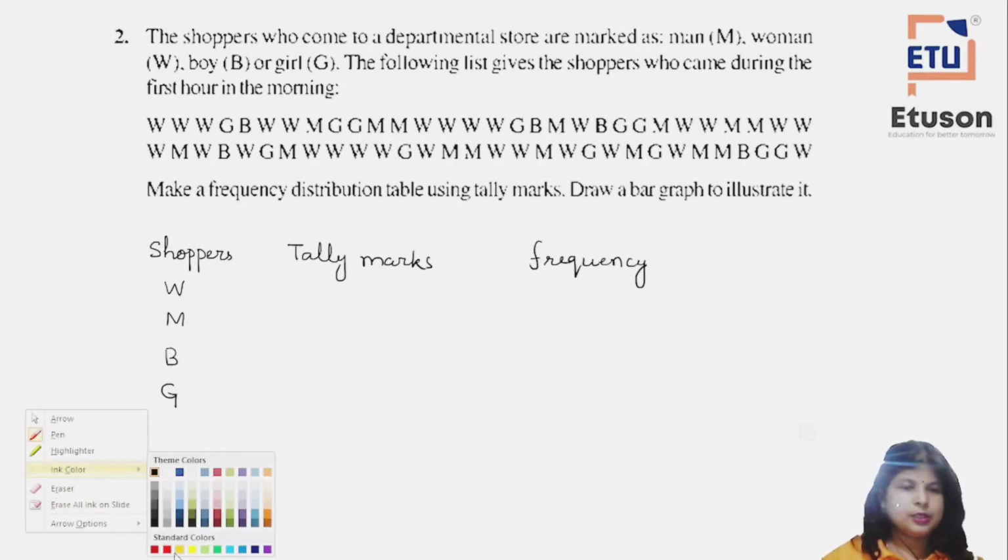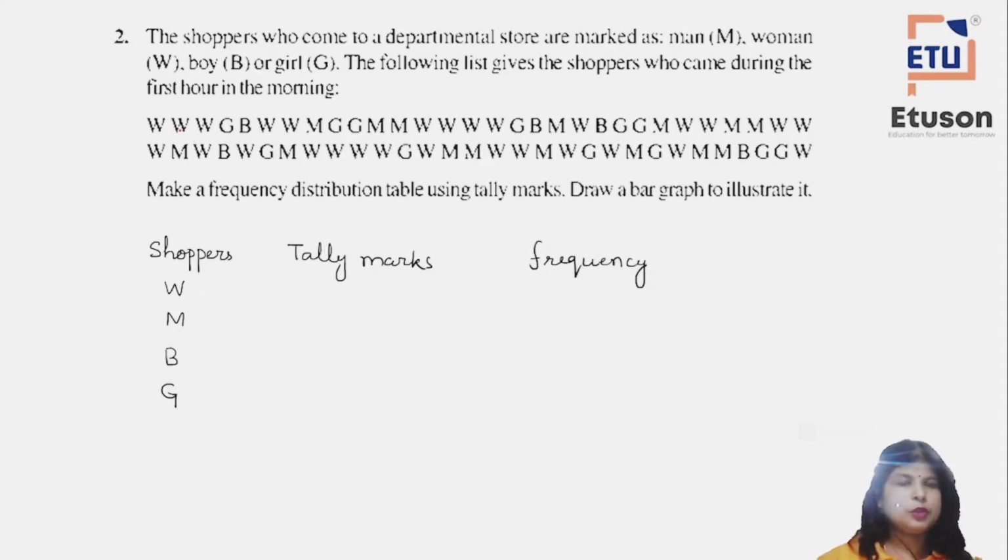Okay, so I am taking red color for women. So let us just count. 1, 2, 3, 4, 5, 6, 7, 8, 9, 10, 11, 12, 13, 14, 15, 16, 17, 18, 19, 20, 21, 22, 23, 24, 25, 26, 27 and 28. Correct? So your frequency is 28. Frequency of women is 28.